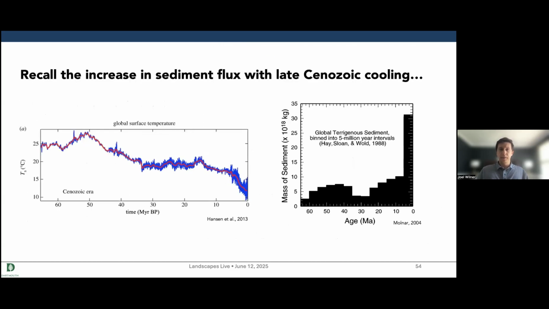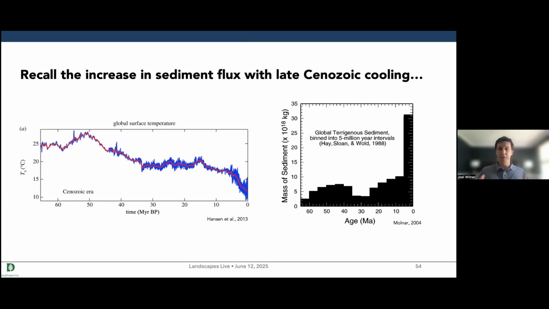So yeah, recall this increase in sediment flux with late Cenozoic cooling. I'm going to talk about a geochemical argument here. And I'm not a geochemist, but this is just something that we all in this paper came up with to try to explain some of the phenomena that we see in the beryllium isotope trends in the marine record. So yeah, recall that we have this increase in sediment flux with late Cenozoic cooling.